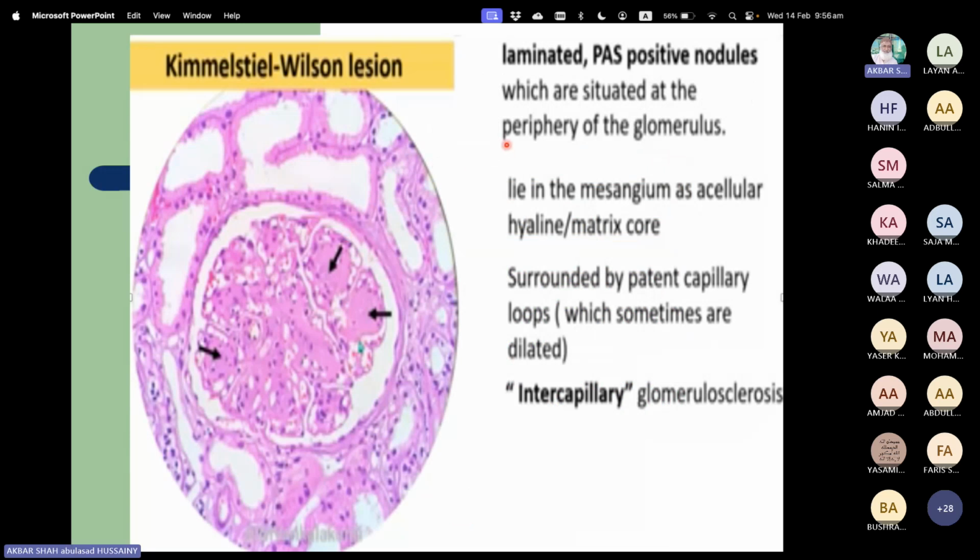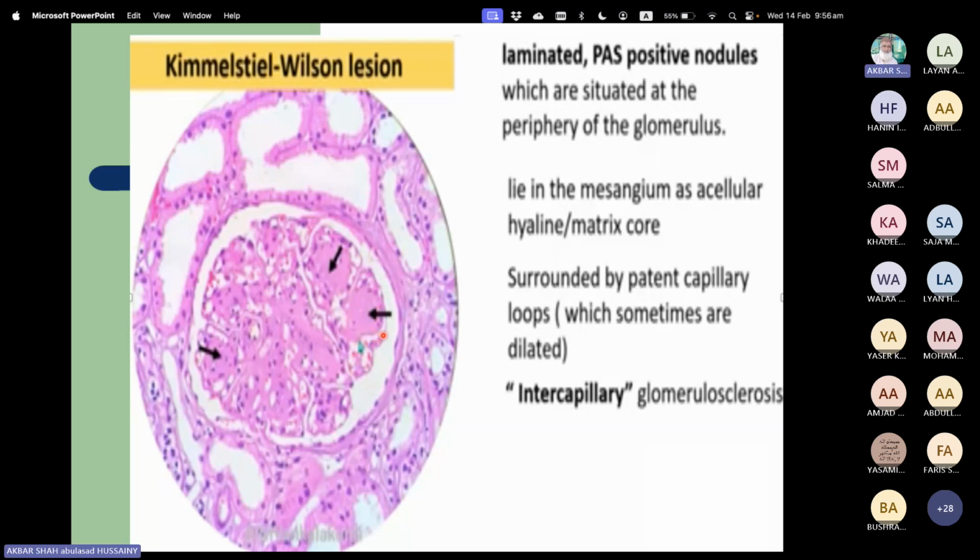More about it, it is laminated. PAS, I thought you'll know it, but I'll tell you because the time is less. Periodic acid-Schiff is a special stain which stains carbohydrates and glucose type of things. So this nodule is positive for PAS and is present at the periphery of the glomerulus, not in the center. So at the periphery of the glomerulus and in the mesangium, there are no cells in it. They are just an acellular hyaline matrix core.